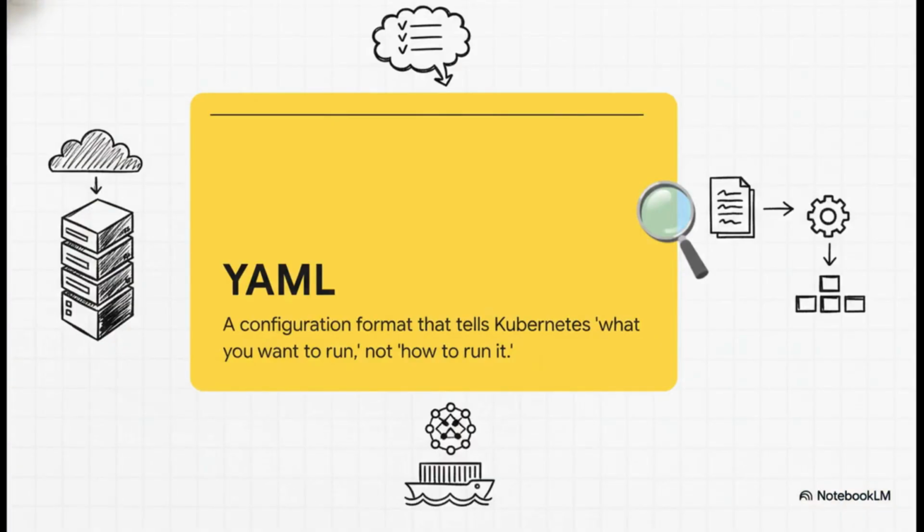Now, the big word here is declarative. What that means is you don't give Kubernetes a list of commands, like a recipe. Instead, you just describe the end result. It's like showing it a picture of the finished cake and saying, make this. You declare, I want one pod, and it should be running the Nginx image. And Kubernetes figures out all the steps to make it happen. It's an incredibly powerful way to manage your infrastructure as code.